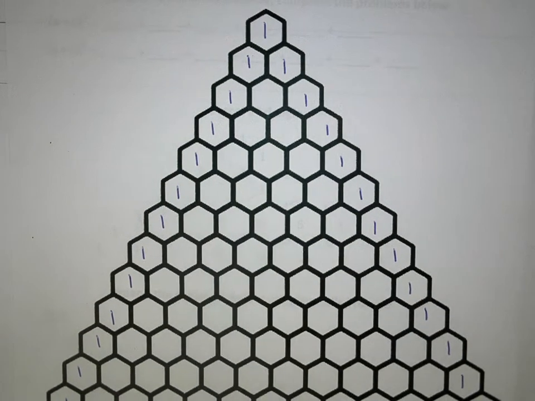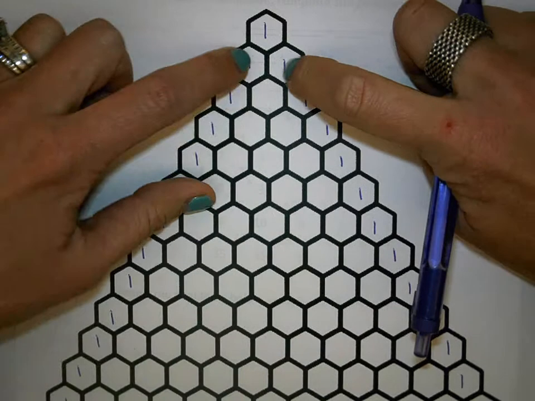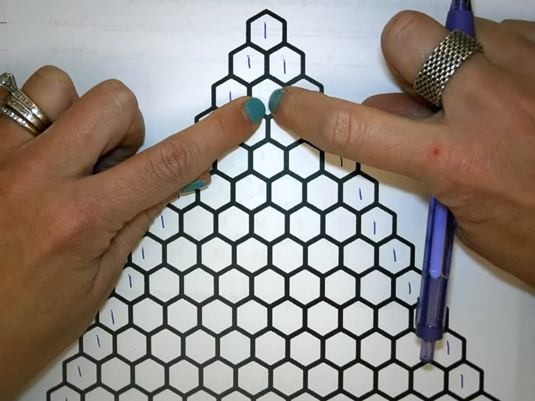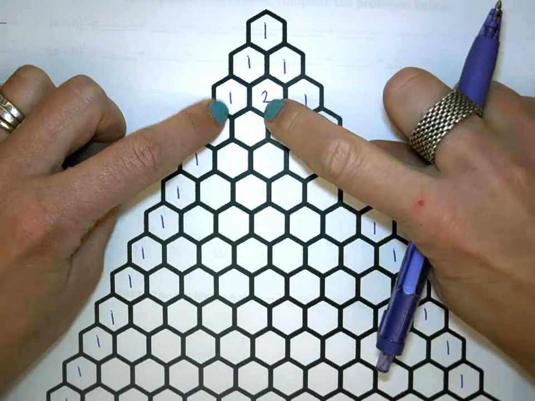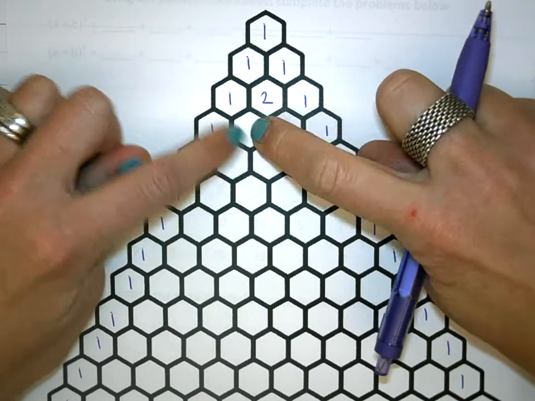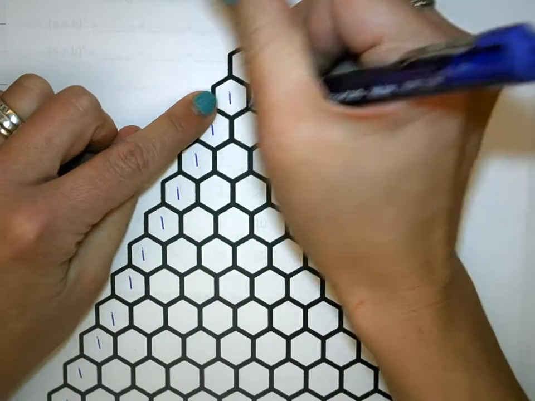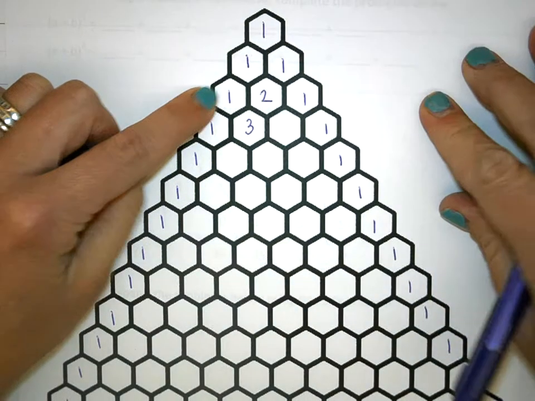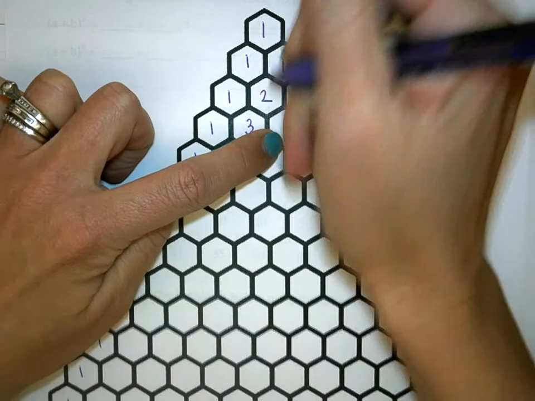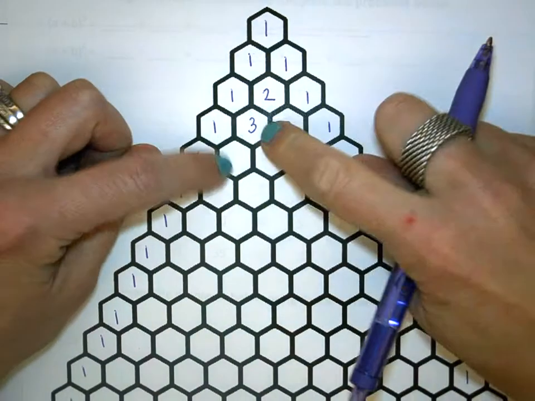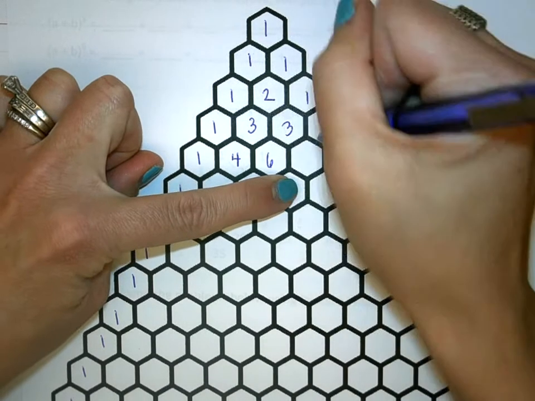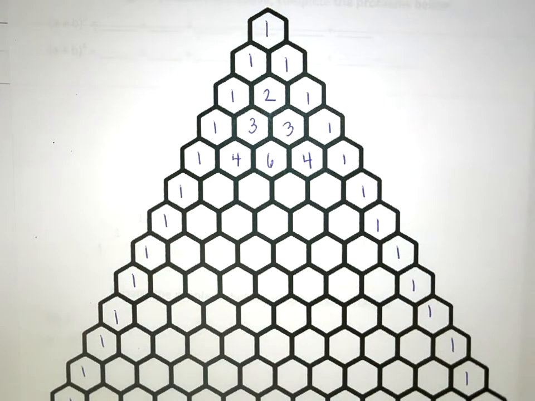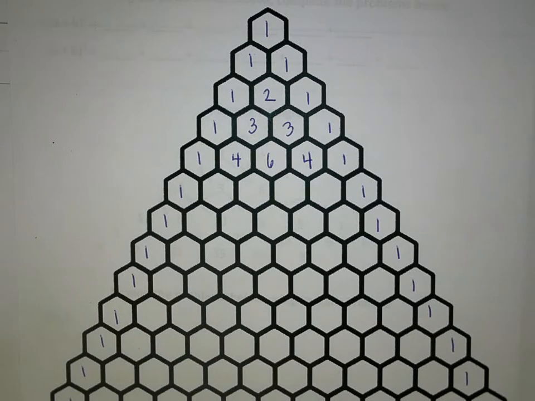So you get all your 1s in there, and then again, we know here, 1 plus 1 makes 2. For this box right here, it's connected to these two. 1 plus 2 makes 3. Here, 2 plus 1 makes 3. 1 plus 3 is 4. 3 plus 3 is 6. 3 plus 1 is 4. And you can go, and so on and so forth. And obviously it'll continue to get larger as you keep going down.